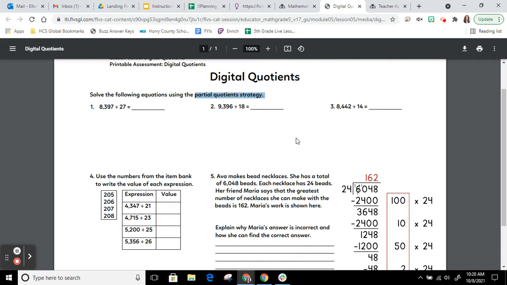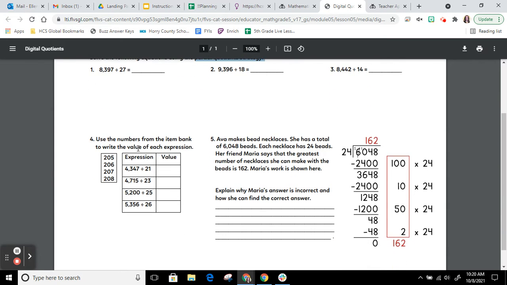So that's what you're doing for 1, 2, and 3, is you are solving these division problems using the strategy of partial quotients. Number 4, you are matching these answer choices with the correct expression. So what does 4,347 divided by 21 equal? It's going to be one of these answer choices. And you're going to do that for each of these problems. You're going to solve each of these problems and match it with the correct value, which means answer. We'll talk about number 5 in just a moment.